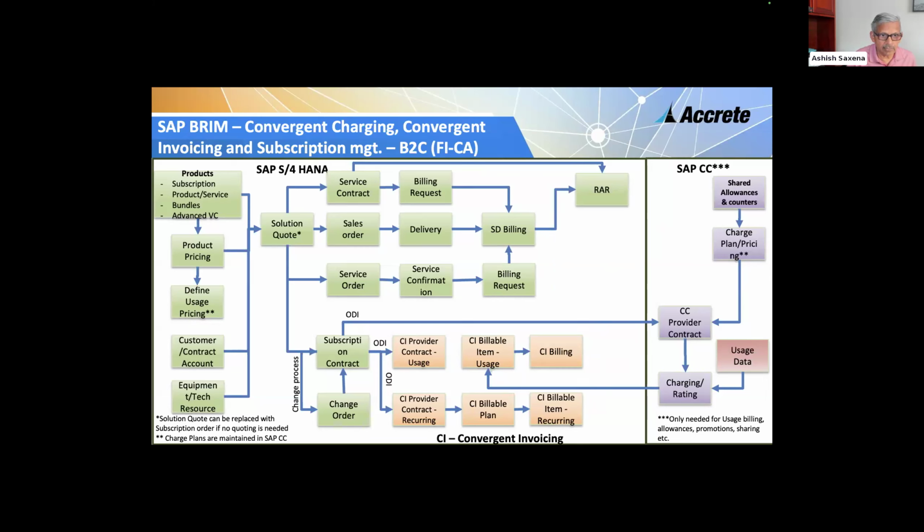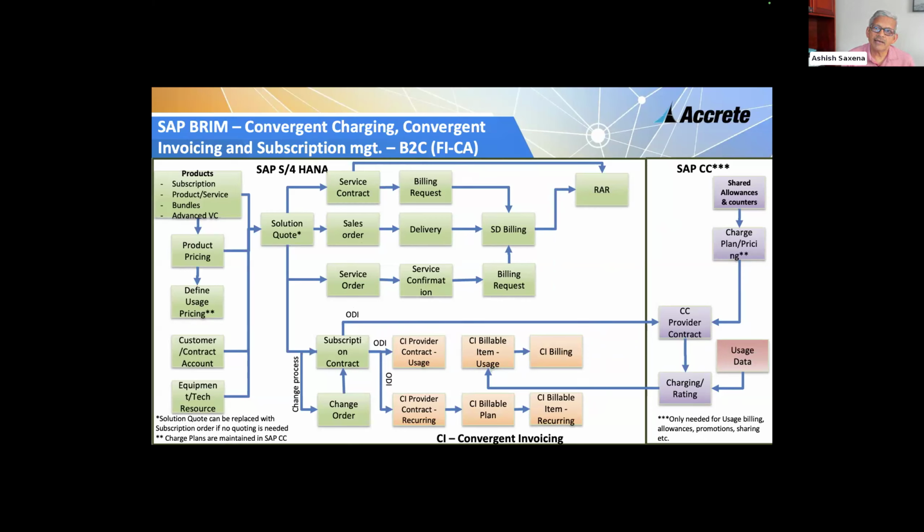Okay, so then I'm going to talk about the B2C scenario wherein contract accounts and accounts receivable and payable are used. So this process is very similar. There is no difference between the other process and this until now. What the difference here is, is the usage of convergent invoicing.